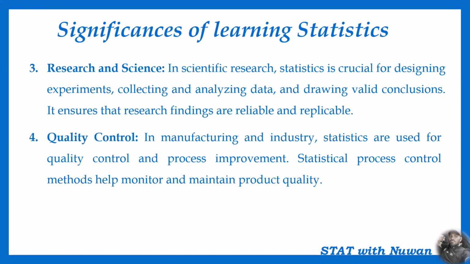Quality control. In manufacturing and industry, statistics is used for quality control and process improvement. Statistical process control methods like control charts and acceptance sampling methods help monitor and maintain product quality.